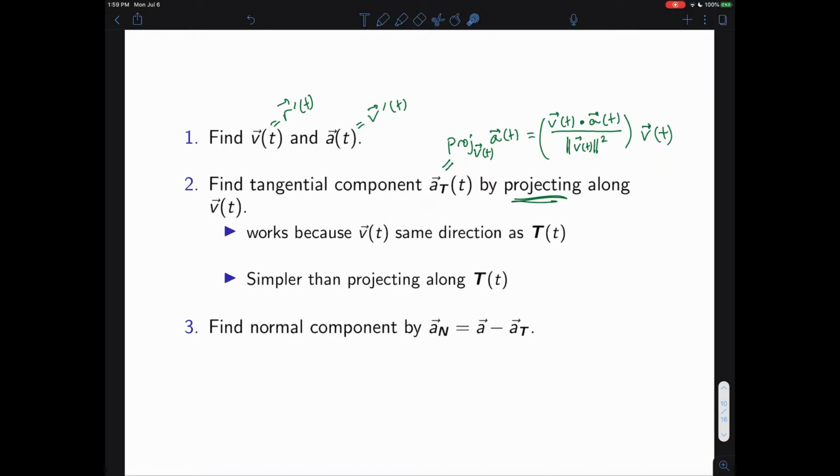Finally, to find the normal component, we would subtract from the acceleration vector that we found in the first step the tangential component that we found in the second step. And the difference gives us the normal component. So that was just a recap of how to find that decomposition.